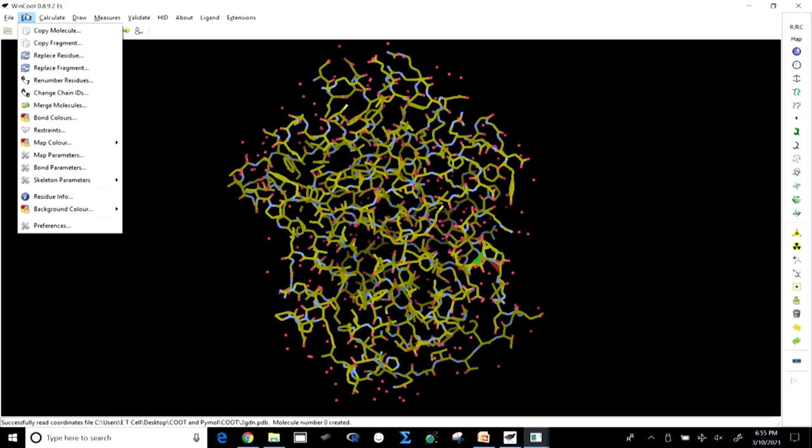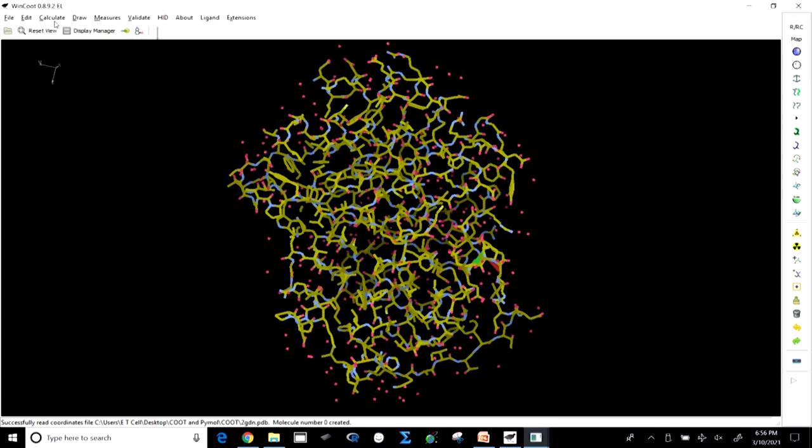Also, you have many edit options. You could copy molecule, copy fragment, replace residue, replace fragment, renumber residue, change chain IDs, merge molecule, bond colors, restraints, map color, map parameter, bond parameter, skeleton parameter, residue info, background color. Some of them have even multiple options.